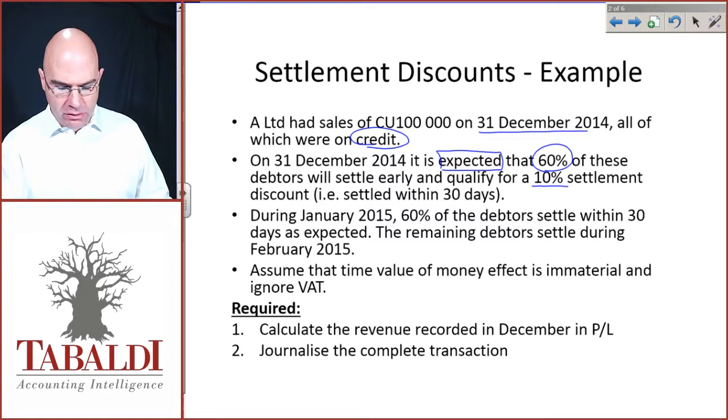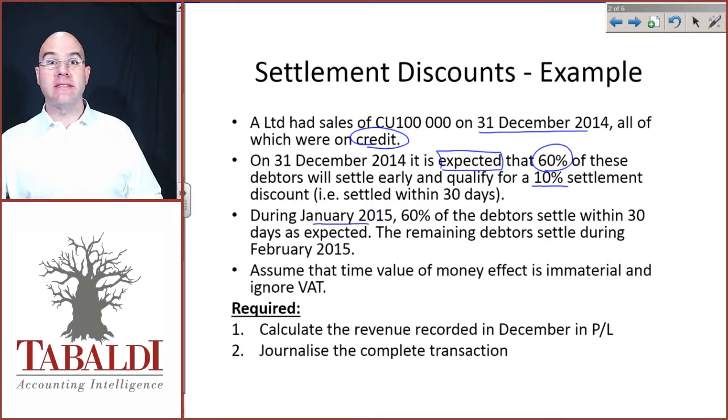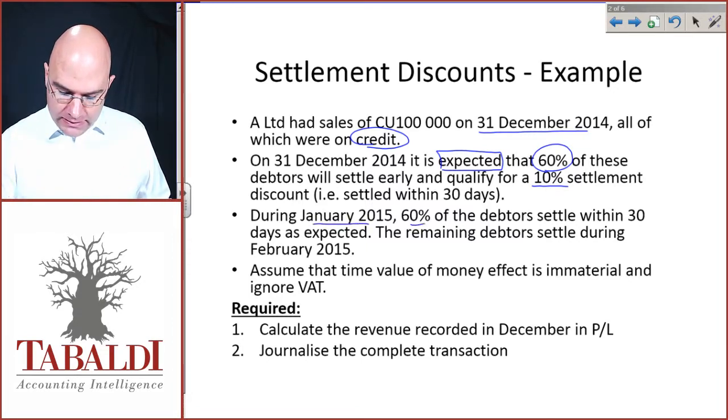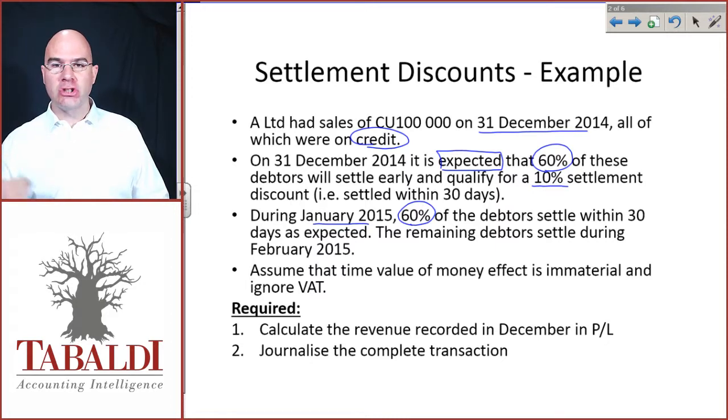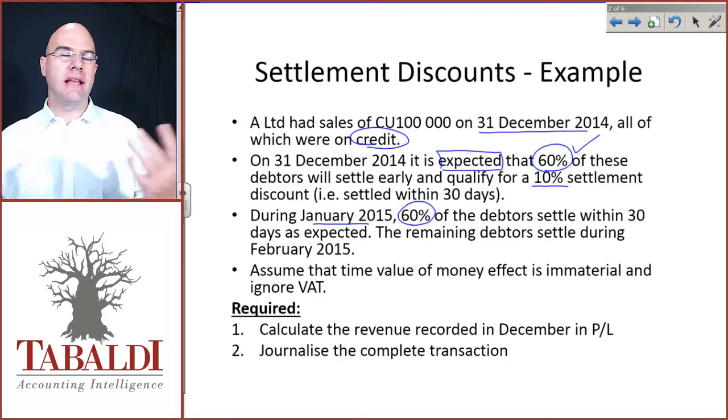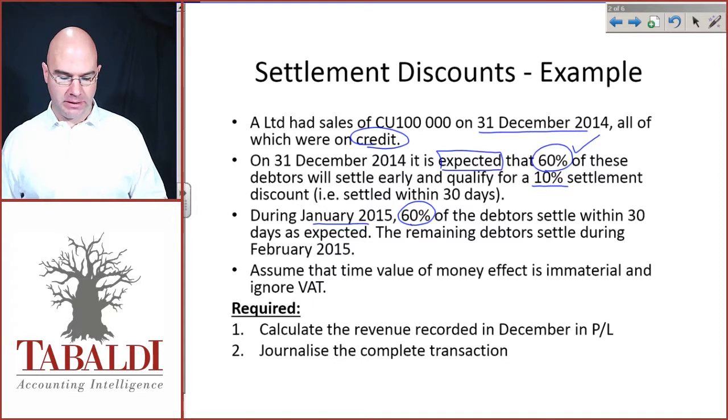Now, during January 2015, the next month, let's say the next financial year, 60% of these debtors actually do settle within 30 days, exactly the same as what we estimated in December. The remaining debtors will settle a month later after 30 days in February. Assume that the time value of money effect here is immaterial and that there's no VAT.